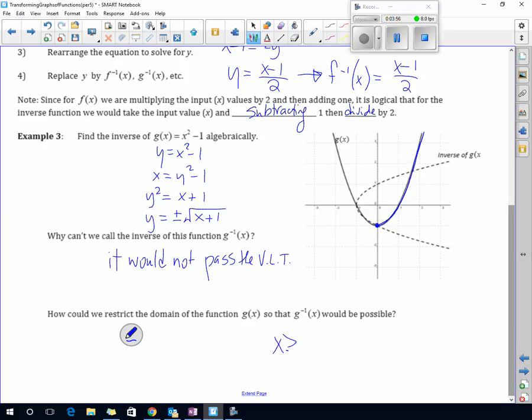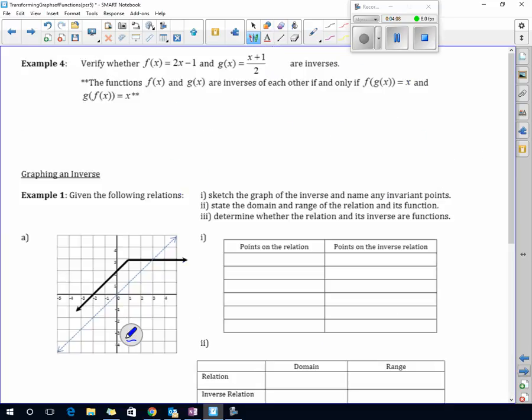Verify whether f of x equals 2x minus 1 and g of x equals (x plus 1) over 2 are inverses. Note you have to find that they're inverses of each other if and only if they both become x. So we're going to rearrange. I'm going to skip the first step and just go directly to x equals 2y minus 1. x plus 1 equals 2y. Divide by 2, I'm going to get the inverse of f to be (x plus 1) divided by 2.